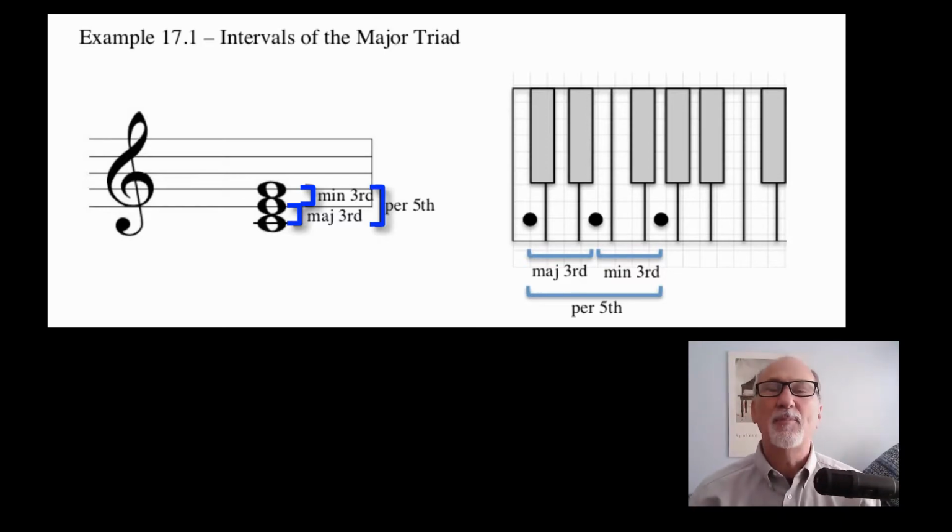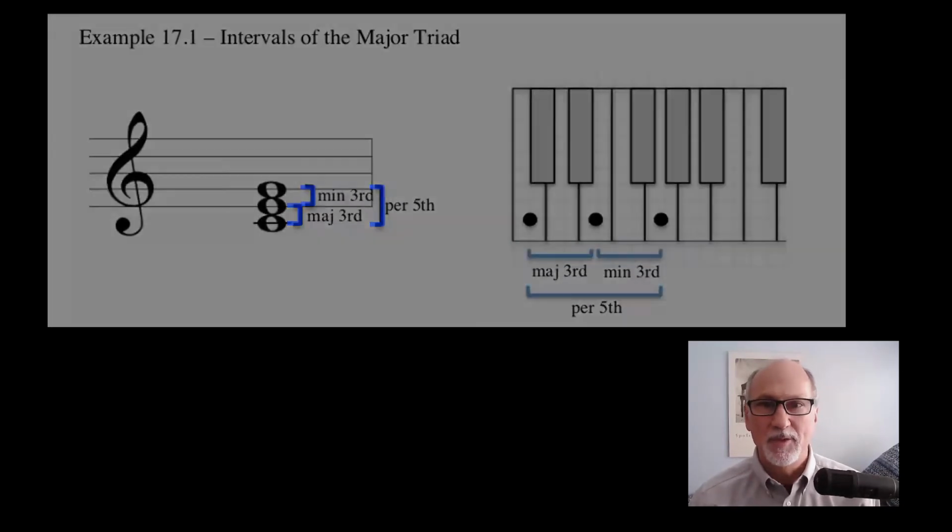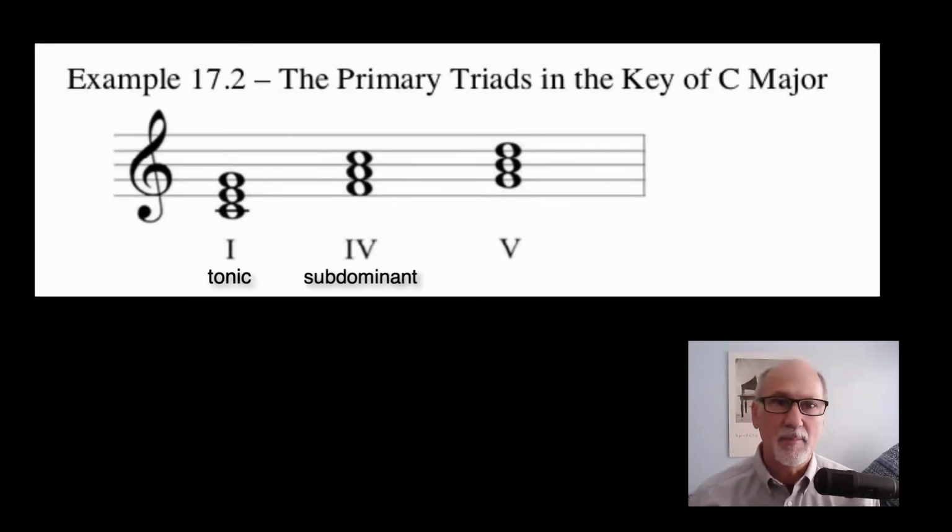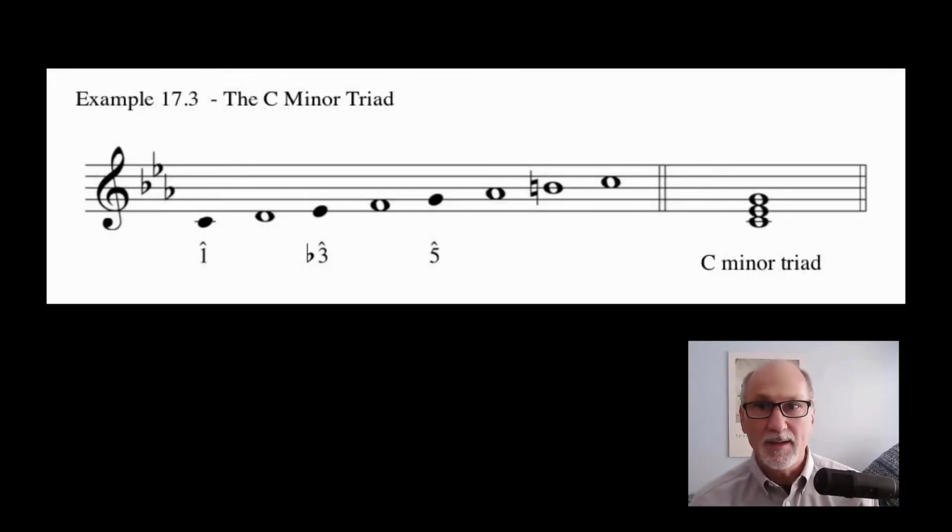We also defined the primary chords in a major key as the tonic, subdominant, and dominant chords, the 1, 4, and 5, all of which are major in structure. Now, in order to build the primary chords in a minor key, we're going to need to define a new triadic structure, the minor triad.